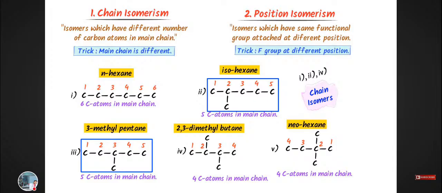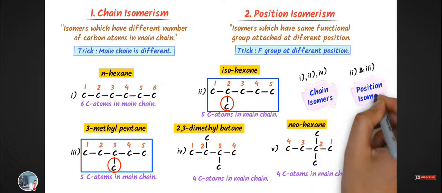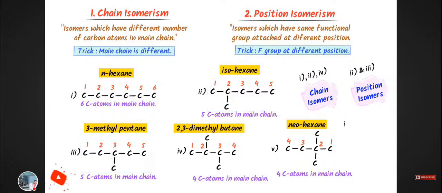But wait a minute. Here, the methyl group is present at the second carbon, while here, the methyl group is present at the third carbon. According to the trick, the main chain has 5 carbon atoms, but the functional group CH3 is at different position. So they are position isomers. The second and third are position isomers.